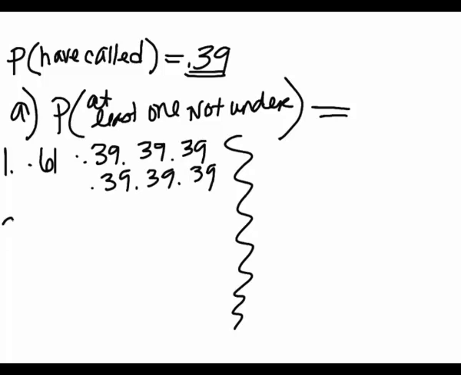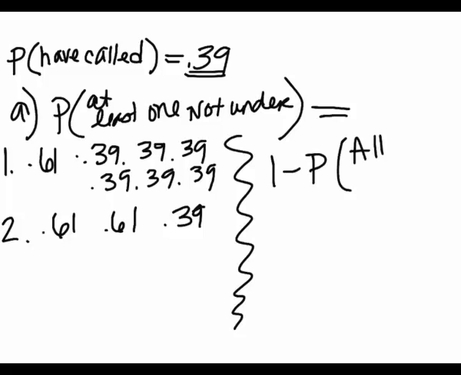Okay, but that's only one way. At least one, that means 2 of them could have called that were not under the influence. And then that means 5 more people were. And you would have to do this for every scenario. That's way too much. And then you would have to add all of those probabilities together. Or you can ask yourself, what's the complement of at least one not being under the influence? That they all were. Okay, that they all were under the influence. So then you could just take 1 minus the probability of all of them being under the influence.